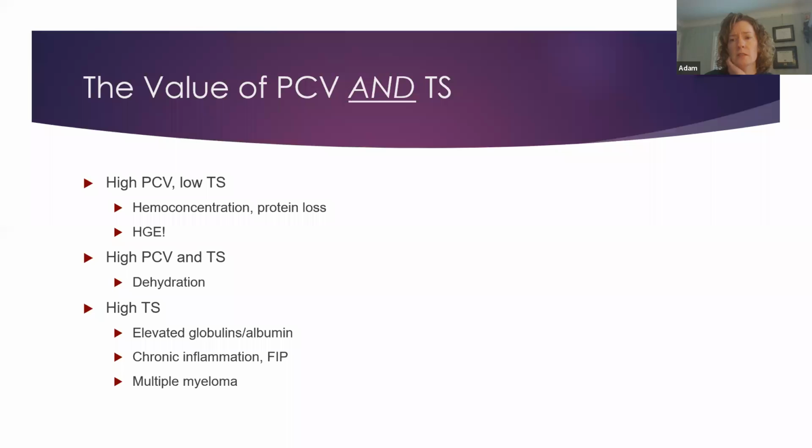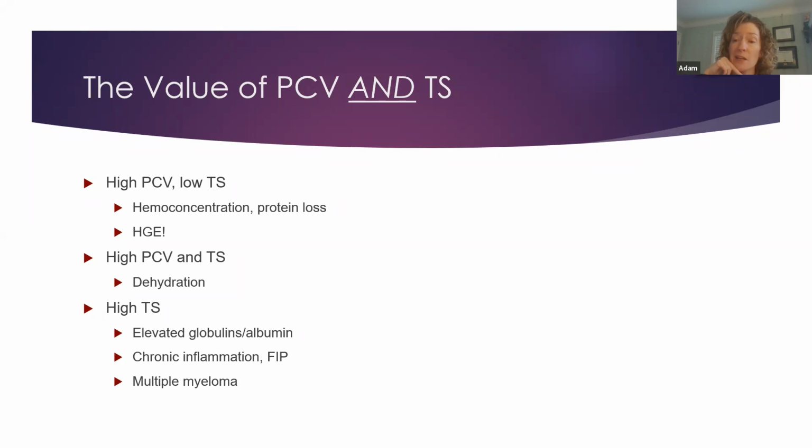And then also often patients with HGE or hemorrhagic gastroenteritis, where they have really bloody diarrhea, we'll see them have a low solids because they're losing some protein in their GI tract, but they're also very hemoconcentrated because they're dehydrated. If both of those things are high, often we'll see that secondary to dehydration as well. So where fluid is shifting can differentiate those things.